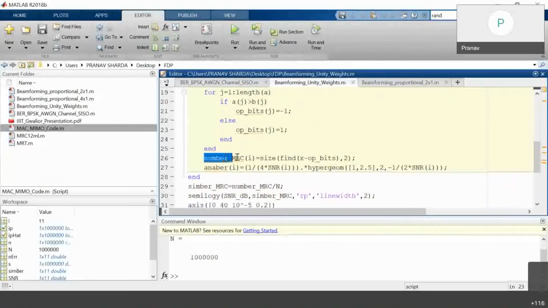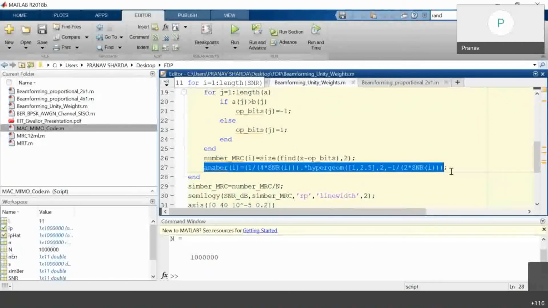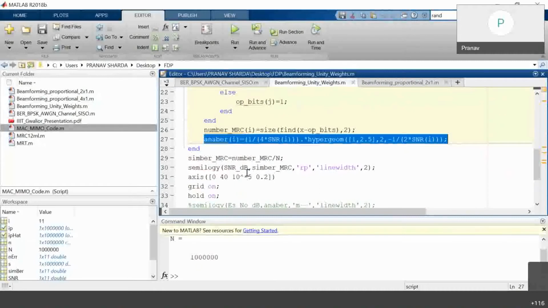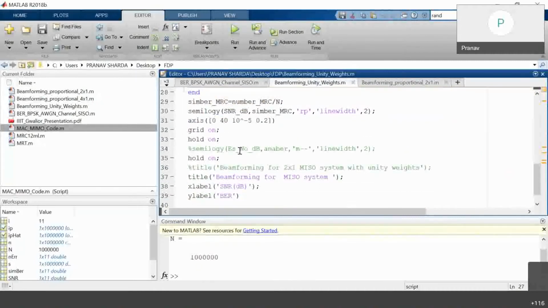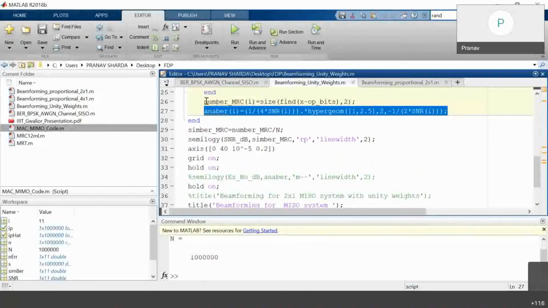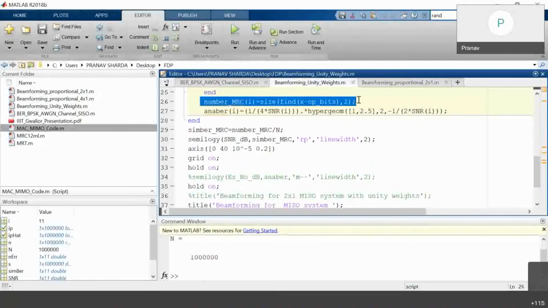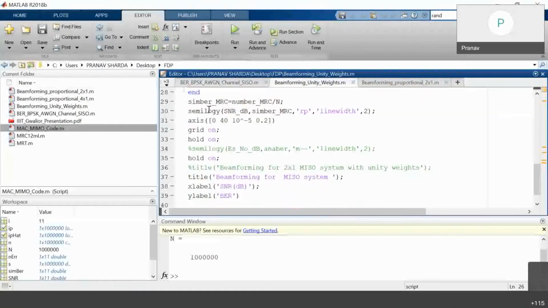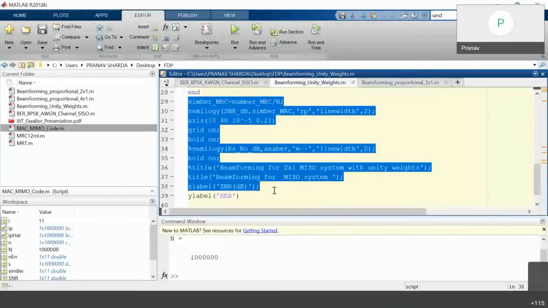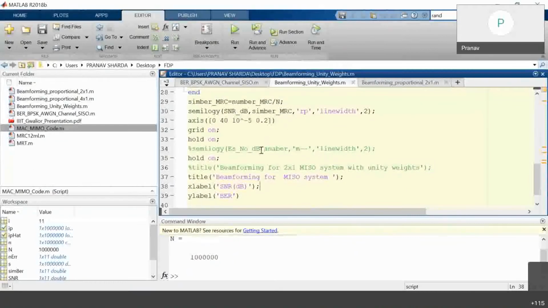And then we are counting the number of errors like we did in the previous code. And we have the expression for the derived analytical BER. It was shown by Professor Bhatnagar in the previous session. So again, we have two cases, the derived analytical BER and the simulated BER. The size and find commands, their role was discussed in the previous code. And then we are plotting them again. The semilogy command I have illustrated earlier.